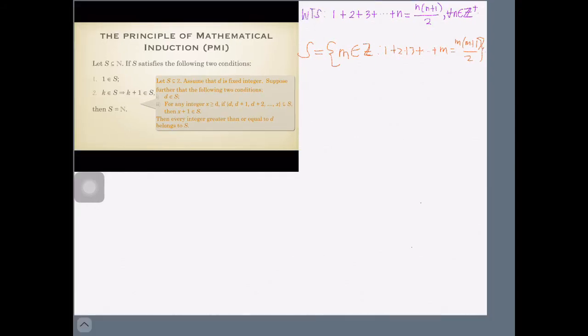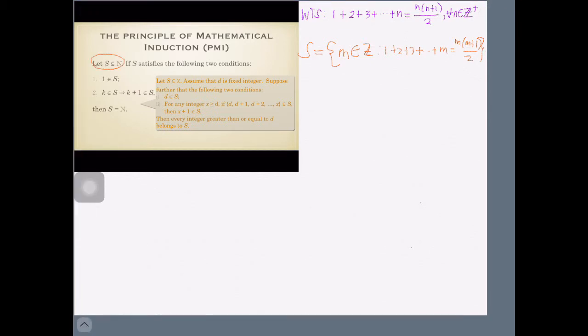Note that in logic, we have to consider here an arbitrary integer. That's why we have to change the letter. So in this case, we change it to m. Now that we know our specific set to consider, that would be the set S here.